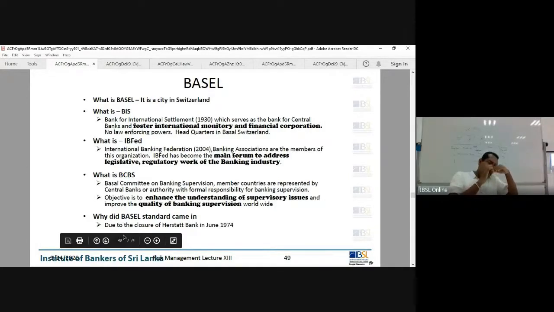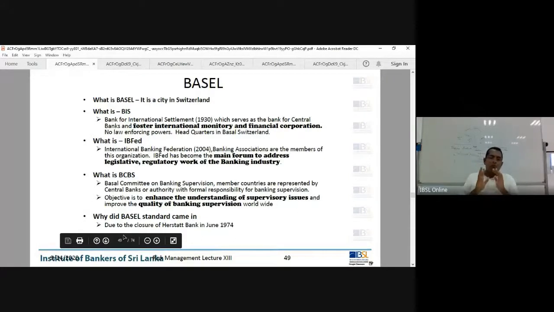So the Bank for International Settlements is considered to be the central bank for central banks, but it can't impose any regulation, but they can issue directions. Then you have IBFED, which is the International Banking Federation. Banking associations are the members of this organization. IBFED has become the main forum to address legislative and regulatory work of the banking industry. Again, it is not a law enforcement body. Then comes the BCBS, Basel Committee on Banking Supervision, which is the main body or forum where we discuss and enhance the understanding of supervisory issues and the quality of banking supervision, where we discuss the banking supervision function.